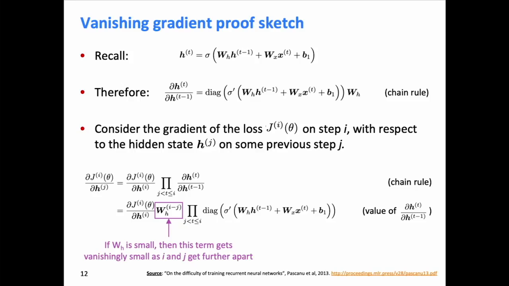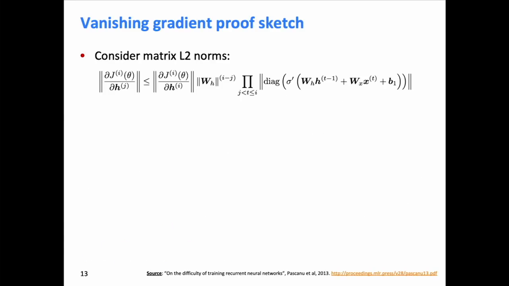To give this a little more detail, we can think about the L2 matrix norms of all of these matrices. It's a known fact of L2 norms that the norm of the product of some matrices is less than or equal to the product of the norms of the matrices. So in particular, the norm of this gradient that we're interested in is less than or equal to the product, i minus j many times, of the norm of the weight matrix wh. This is what we mean when we say we're concerned about wh being small, because if it's small, then the thing on the left has to be exponentially small.